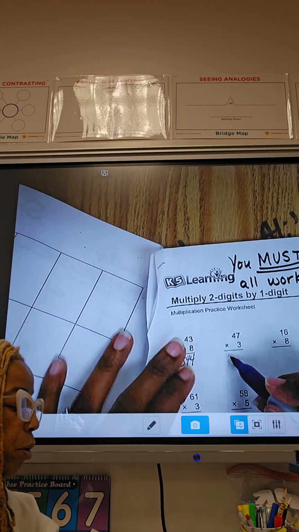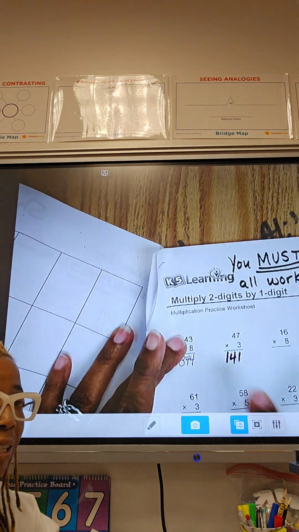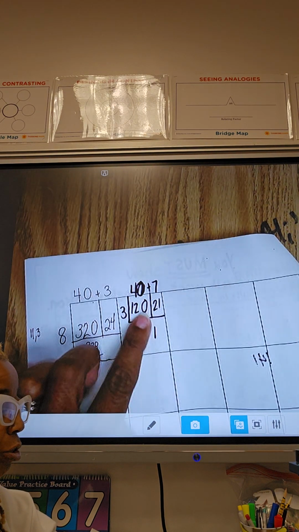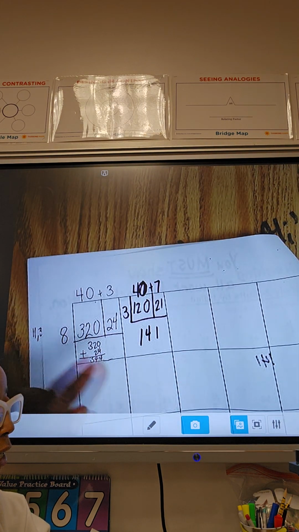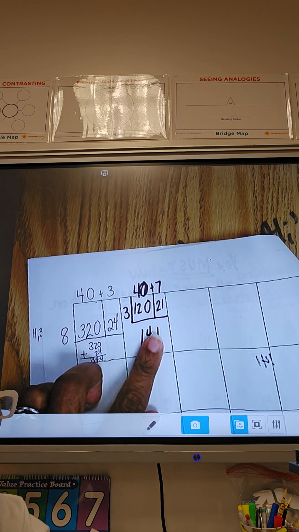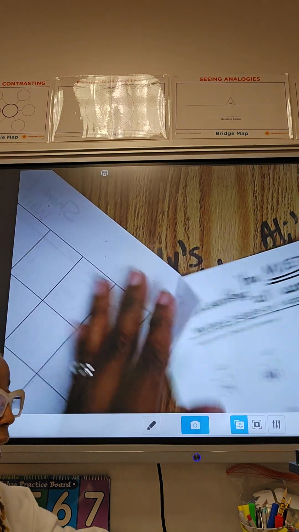So here you need to put 141. If I see this answer, I'm going to automatically flip to this page to see how did you get your answer. So I keep asking, how do you know? How did you get your answer? I don't want to just see an answer. I want to see how did you do it. Okay, let's do the next one. 16 times 8.